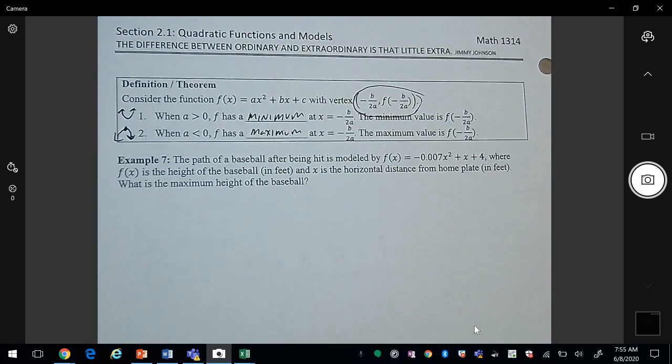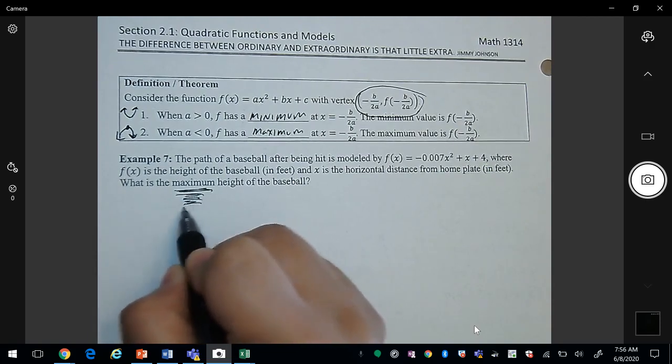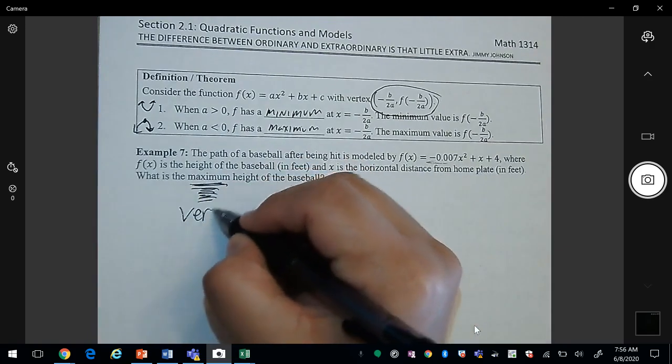The path of a baseball after being hit is modeled by that equation where f of x is the height of the baseball in feet and x is the distance from home plate. What is the maximum height? So whenever you get these keywords, maximum or minimum, and you have a quadratic equation, then this is only telling you to find the vertex.